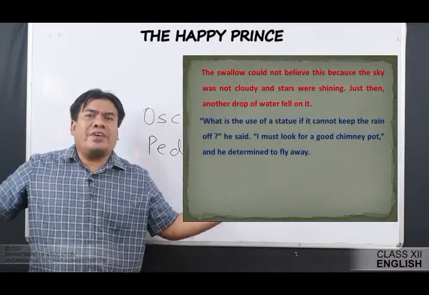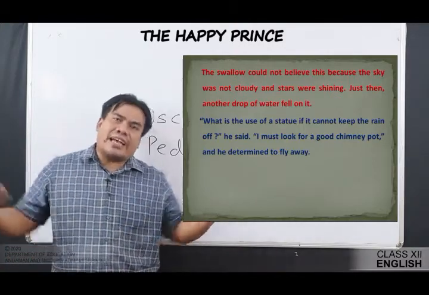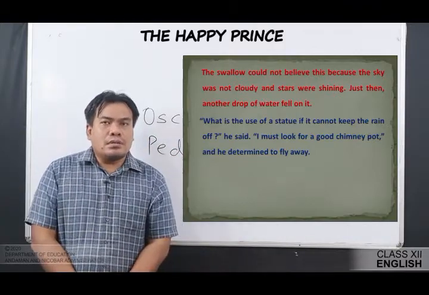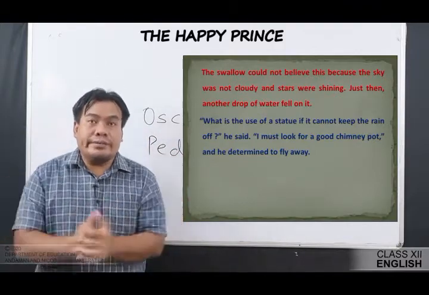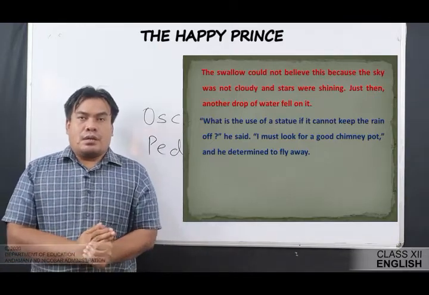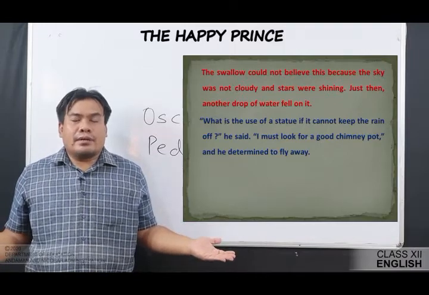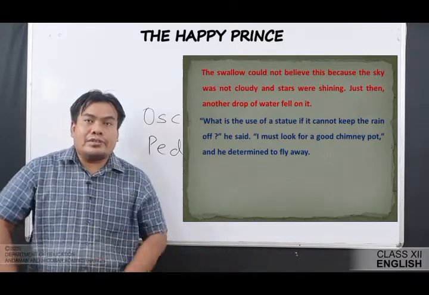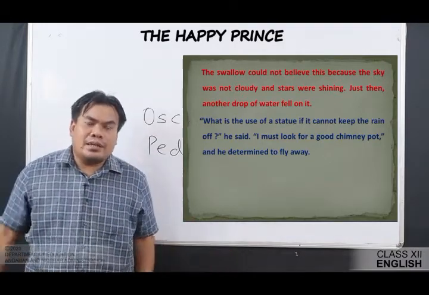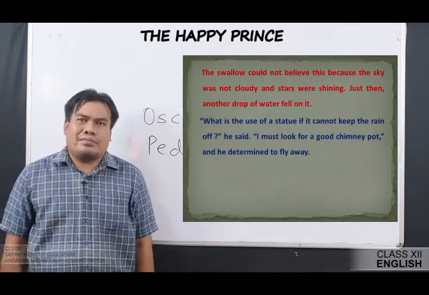There was no sign of rain, of course, because the sky was clear and the stars were shining. Just then another drop fell. Whenever he is thinking about where this water is coming from, he is completely amazed. It's not raining, so where is this drop actually coming from?